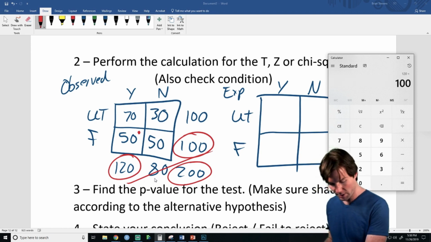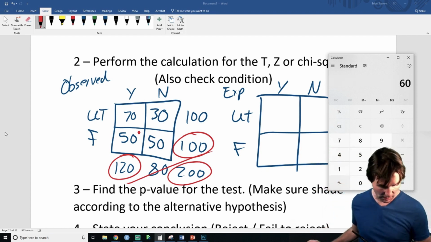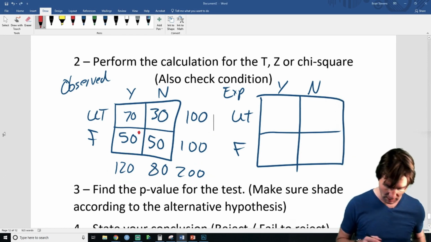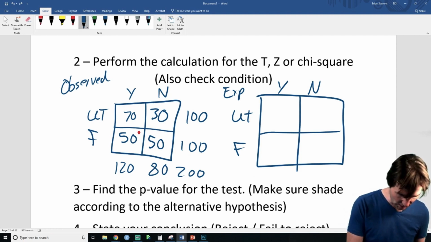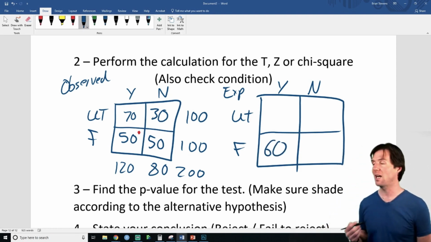120 times 100 over 200. Row total times column total over grand total, it is 60. So the answer to that equation that I just wrote out right there is 60. So let's put 60 in the cell right here. That is how many Florida students we would expect to say yes.